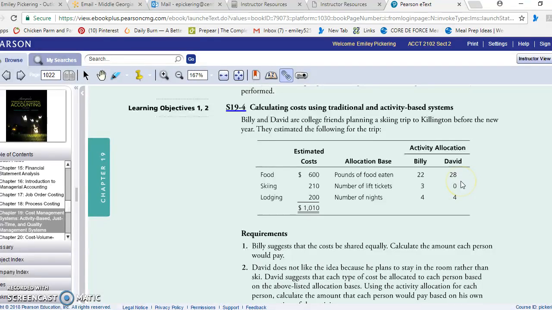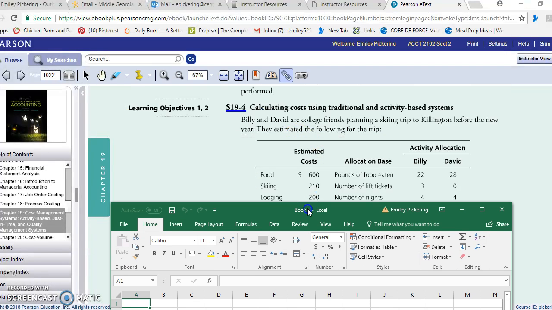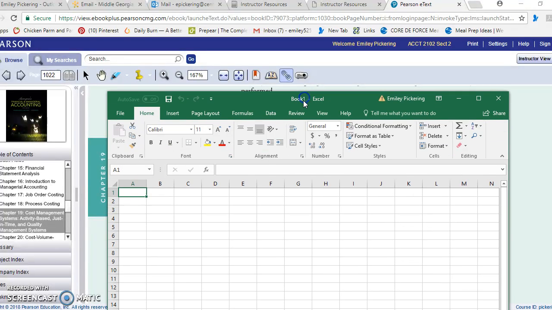So David eats more, and he clearly doesn't ski. What we want to do is figure out the cost per pound, the cost per ski ticket, and the cost per lodging. So the first thing to do is to figure out the cost per pound of food.